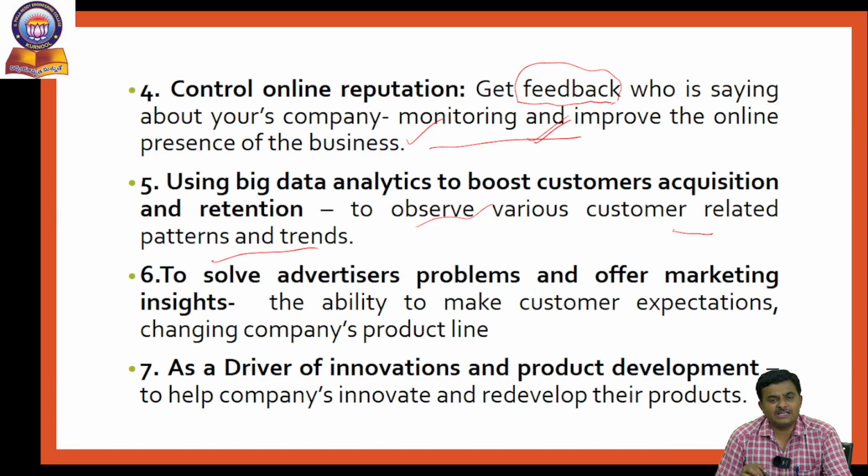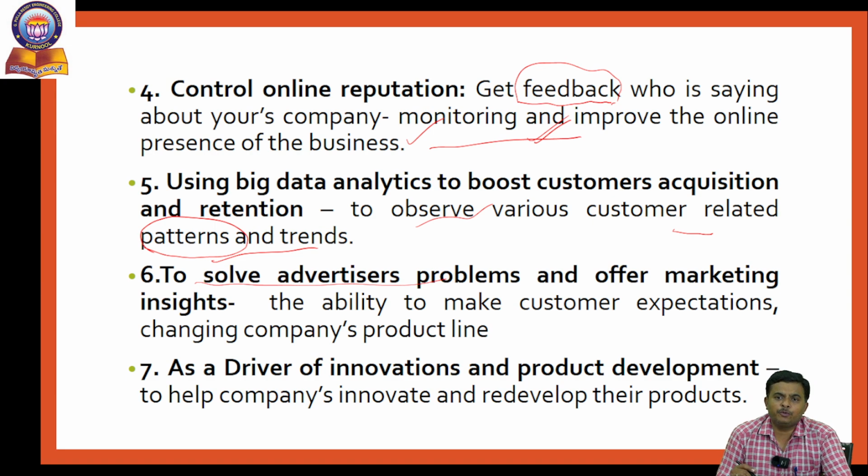For example, in traditional offline shopping stores, we generally follow the association method. For example, if a customer comes to buy milk, the products related to milk will be placed behind it. So you can identify the pattern of that particular customer, and predict what he may purchase when he has a product related to his interest. And then to solve advertisers' problems and offer marketing insights.